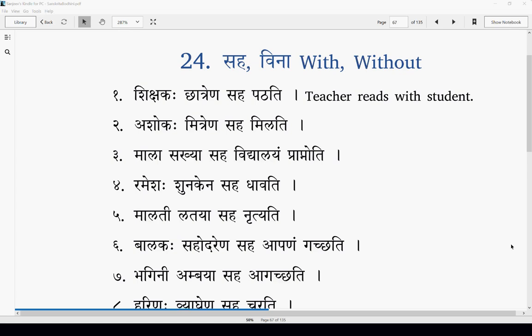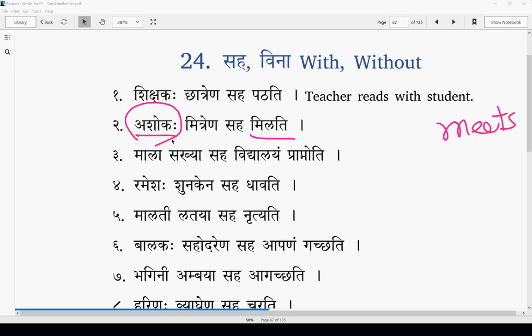Ashokaha mitrena saha milati. Now, in this case, little bit difference. What is the verb here? Kriyapadam milati. Milati means meets. Kaha milati? Ashokaha milati. So, Kartrupadam. Kaha is Kartrupadam, Ashokaha. With whom he is meeting? He is meeting with his friend. Ashokaha mitrena saha milati.